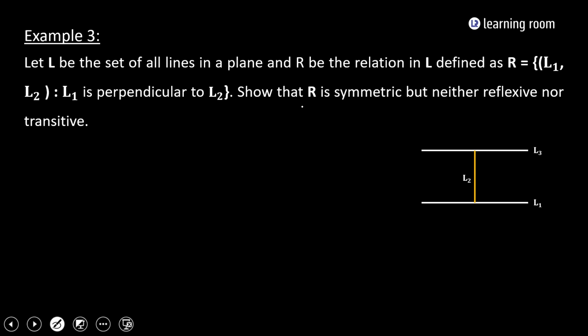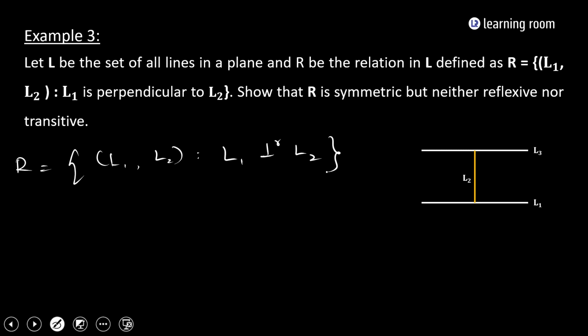Let L be the set of all lines in a plane. So there are multiple lines in a plane, and R is a relation defined on the set L such that R is equal to the ordered pairs L1 comma L2 such that L1 is perpendicular to L2. L1 is the first element of the ordered pair and L2 is the second element. So if I write such a relation, is it going to be symmetric, reflexive, or transitive?